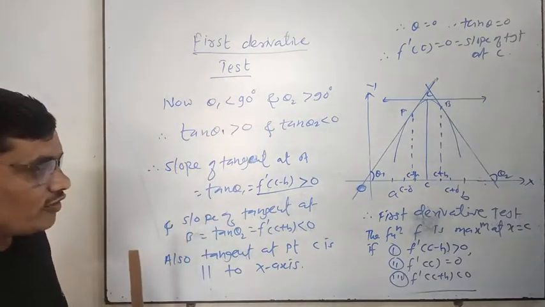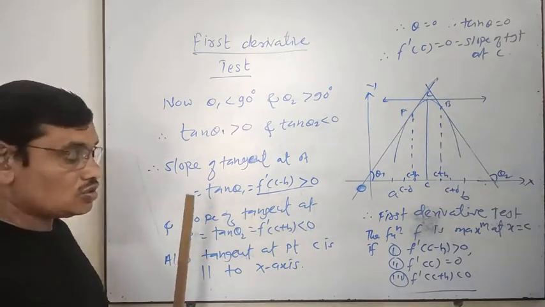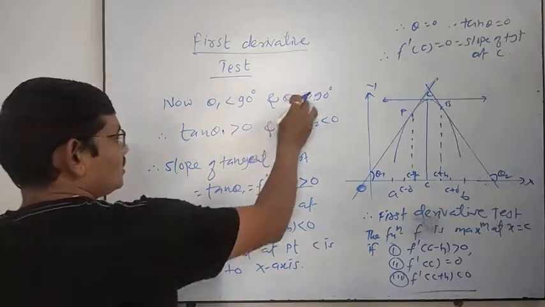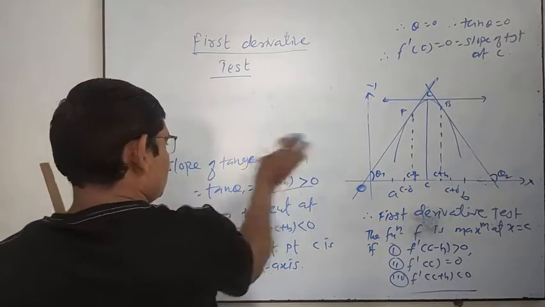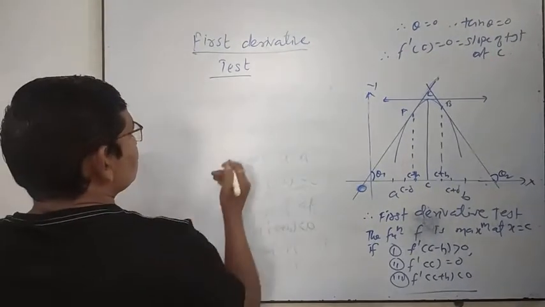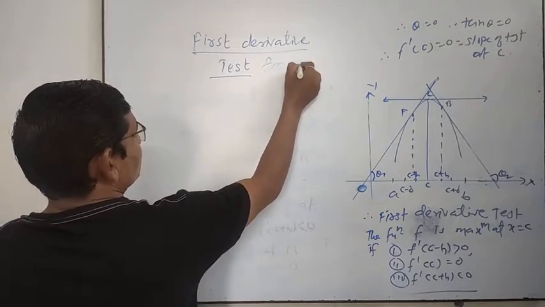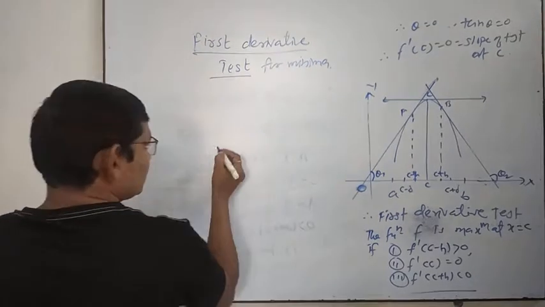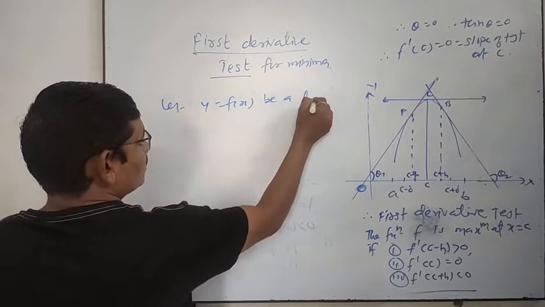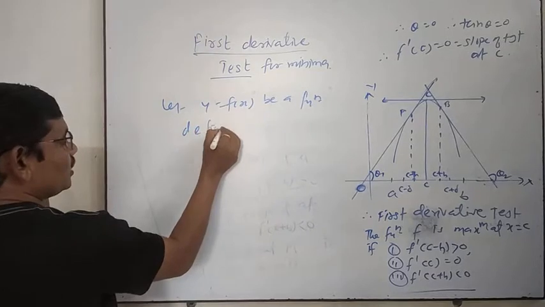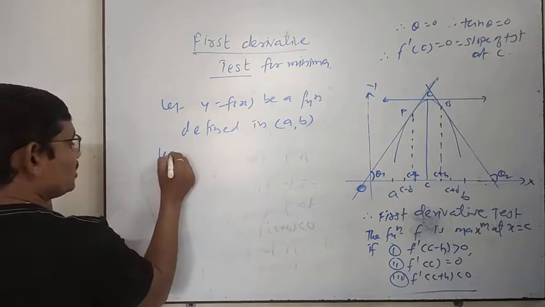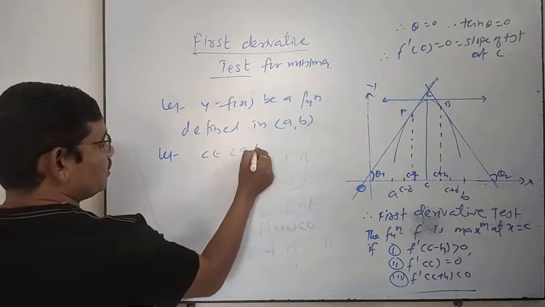Okay. Similarly, we find the first derivative test for minima. So for that we discuss the first derivative test for minima. Let y is equal to f of x be a function which is defined in the same interval AB. In interval AB, we let C be a point in AB.